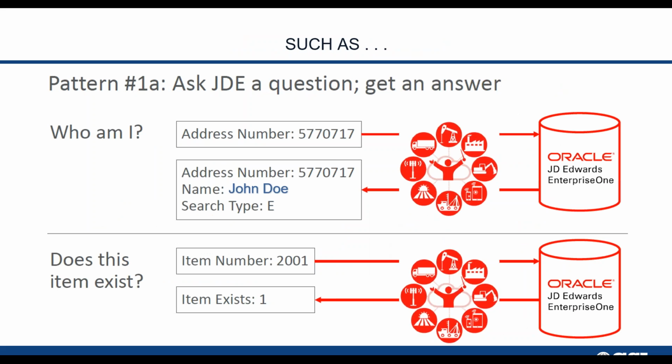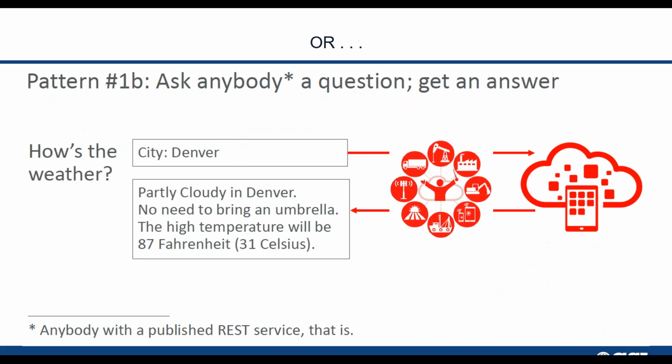So, it could be very simple. What is the name and search type for this address number? You could type it in, and Orchestrator will run out, grab it, and come back and say, it's John Doe, he's an employee. Or you might say, wait a minute, for this item, how many do I have? Or does it even exist? 1 is yes, 0 is no. You might also want to integrate with some other REST service and ask questions like, what's the weather forecast for next week in Denver? Because maybe when you ship product, depending upon the weather, you may need to do something different or add some additional material to your packaging because the weather is going to be bad.